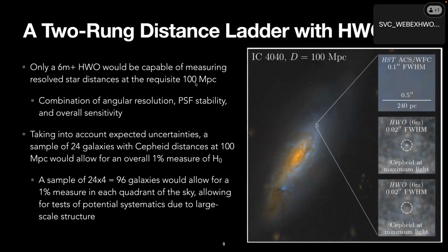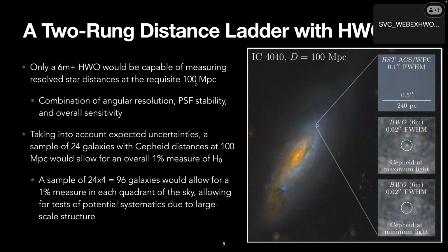And so here's an image simulation that Meredith produced of what a scene at 100 megaparsecs would look like. The top panel, I work on the ACS instrument team and I love ACS, but you can't see much of anything there. But with Habitable Worlds, we can resolve Cepheids at their minimum and maximum light, phase them, detect them, and measure period-luminosity relations at 100 megaparsecs. So taking into account the expected uncertainties using the HWO model, we think with 24 galaxies at 80 to 100 megaparsecs, we can get a 1% measurement of the Hubble constant.